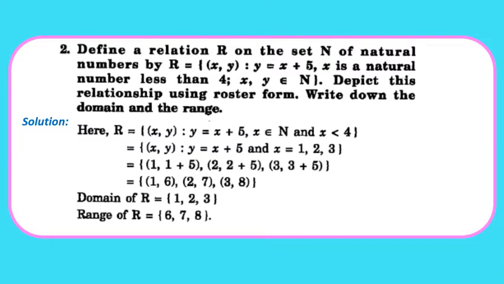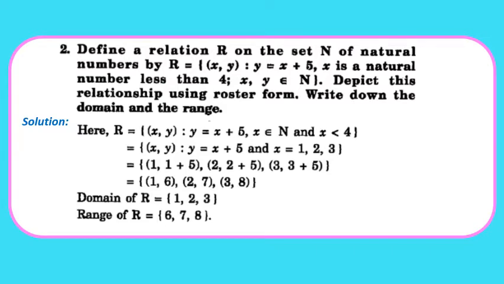So we have to find the roster form, domain and range. Now R equals to what? Ordered pair (x, y) such that y is equal to x plus 5, x belongs to N and x less than 4. It is given. So we have (x, y) such that y is equal to x plus 5 and x equals 1, 2, 3. So we have (1, 1 plus 5), (2, 2 plus 5), (3, 3 plus 5). Therefore the relation R becomes (1, 6), (2, 7), (3, 8). Now here we have written only the elements. So this representation is our roster form.